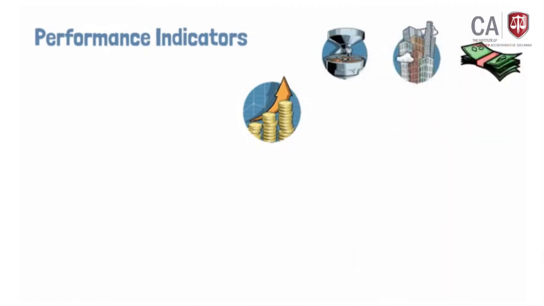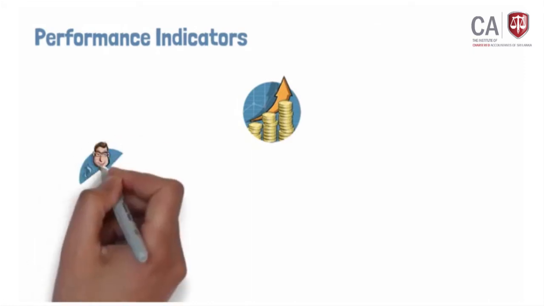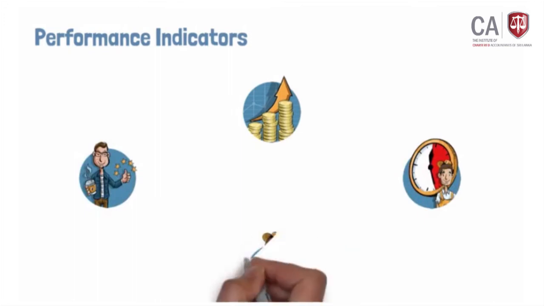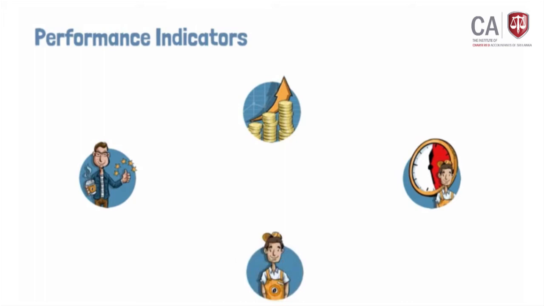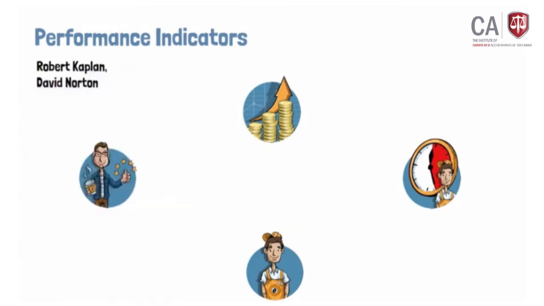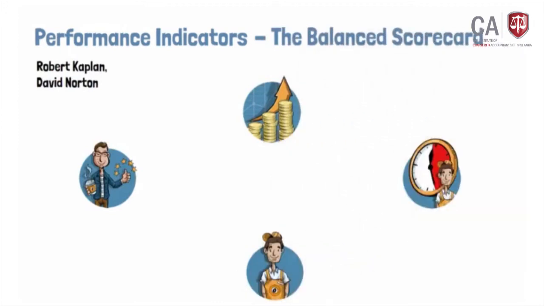However, these days, a company's success no longer depends primarily on its physical assets, but more on less tangible factors such as the loyalty of its customers, the efficiency of its work processes, or the skills of its employees. These important topics don't show up anywhere on the company's financial statements, so we cannot track their progress by just looking at financial performance indicators. That is why Professor Robert Kaplan of Harvard Business School and management consultant David Norton developed the Balanced Scorecard.